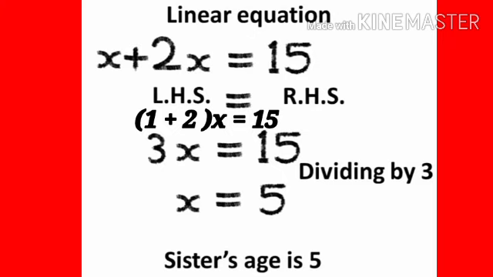Here we get 3 by 3 x is equal to 15 by 3. On left hand side, 3 and 3 cancel. And simply here we get x. On right hand side, when we divide 15 by 3, we get 5. Therefore, x is equal to 5, which is the age of Rohit's sister.